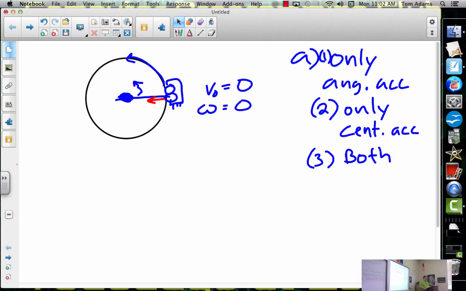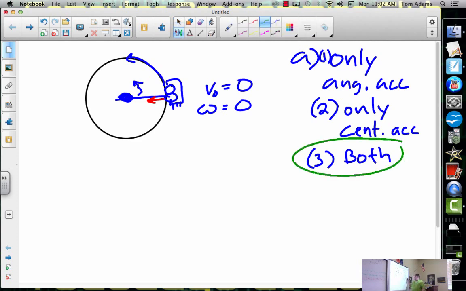All in favor of option number 1, only angular acceleration, raise your hand. All in favor of option number 2, only centripetal acceleration, raise your hand. And all in favor of both, raise your hands. Okay, good. It is both, right?